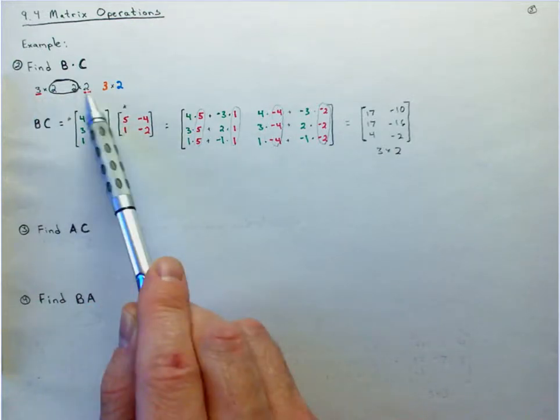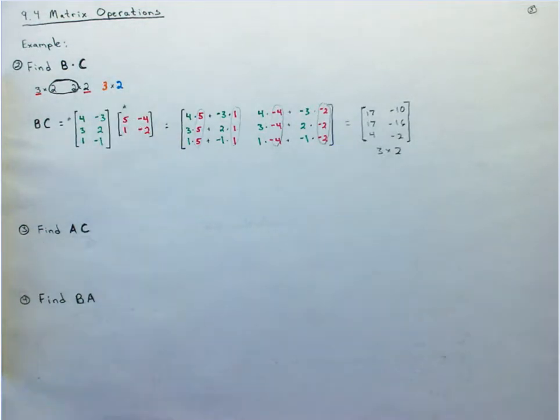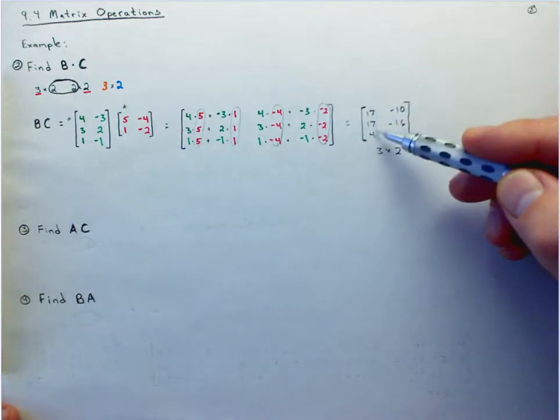The two remaining numbers give you your order. So this will be rows and this will be columns. And we can look over here at the answer since it's already written out. 3 rows, 2 columns.